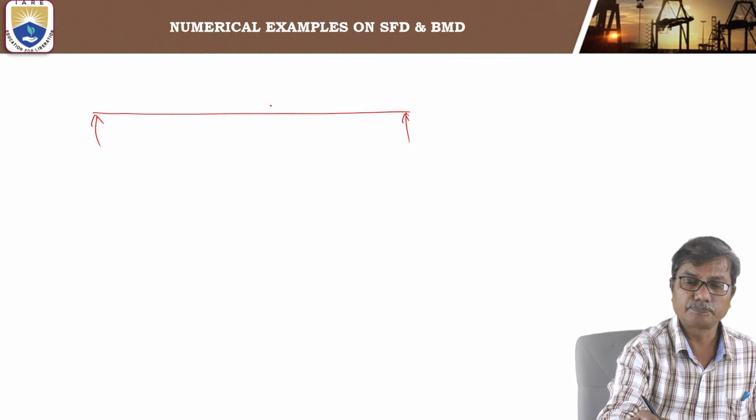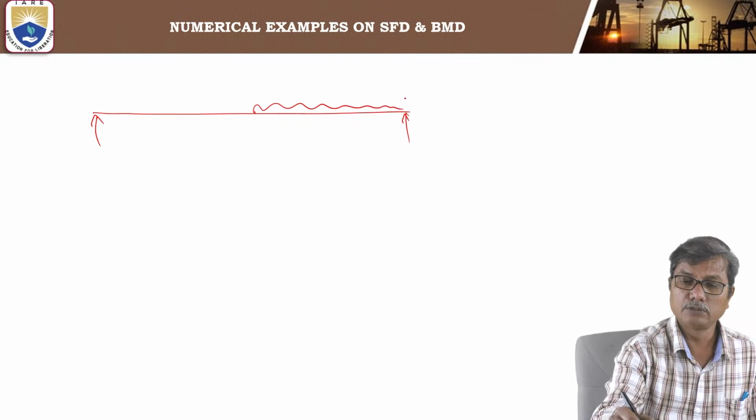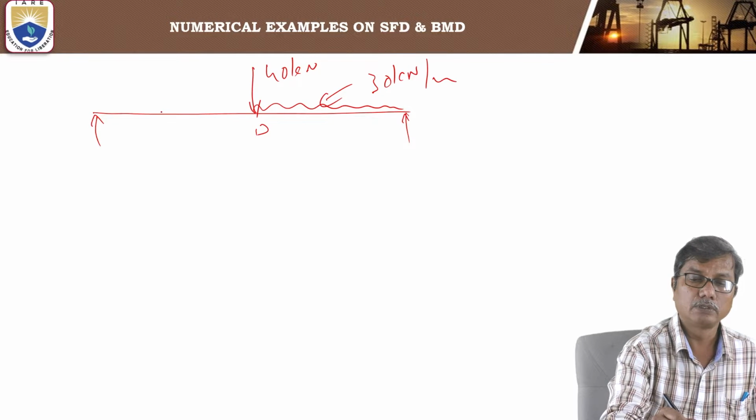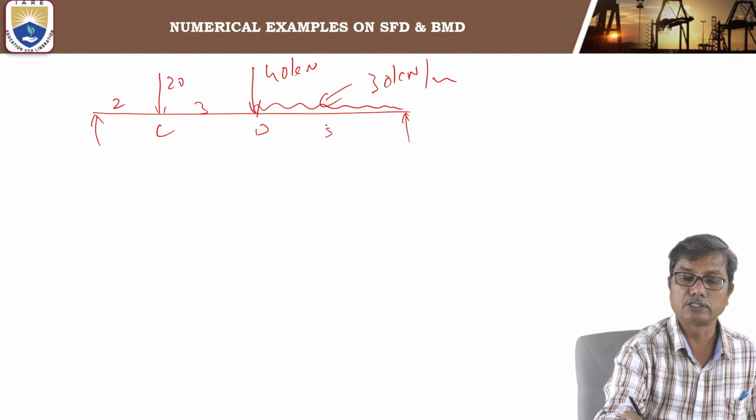For that, again, we consider this 30 kilonewton per meter UDL, 40 kilonewtons acting at D and 20 kilonewtons acting at C. This is 2 meters, this is 3 meters and this is 5 meters.